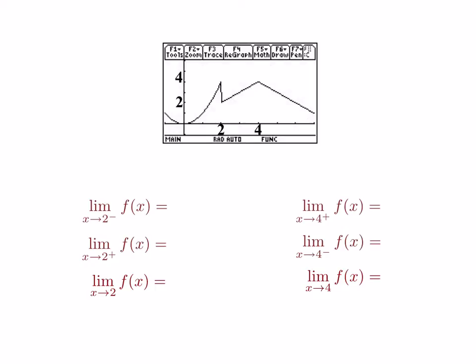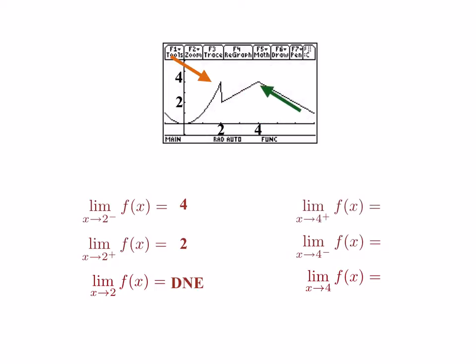Here we have a function. It's a piecewise function. And so let's evaluate the limit as x approaches 2 from the left of f of x. We see as we approach 2 from the left, the functional values are getting closer and closer to 4. Now let's look at the limit as x approaches 2 from the right of f of x. Here we see that as we approach 2 from the right, our function is getting closer and closer to 2. So in this case, the limit as x approaches 2 of f of x does not exist.